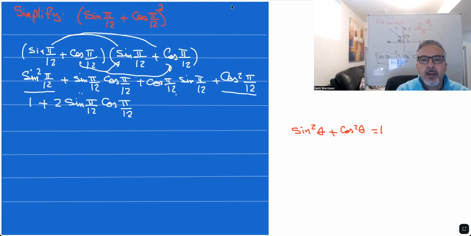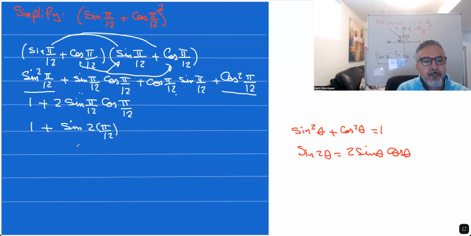Now again, we need to remember the double angle identity, which is sine 2 theta equals 2 sine theta cos theta. And this is exactly what that is. So what I'm going to do, I'm going to simplify this into 1 plus this here. I'm going to write it as sine of double the pi over 12, which is 1 plus sine 2 times pi over 12, just pi over 6. So that's sine pi over 6.